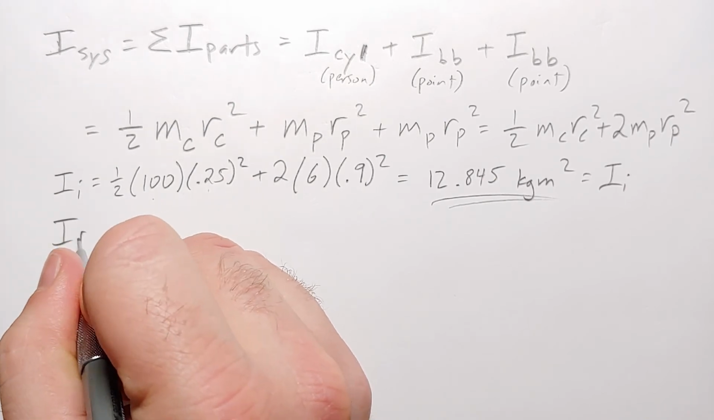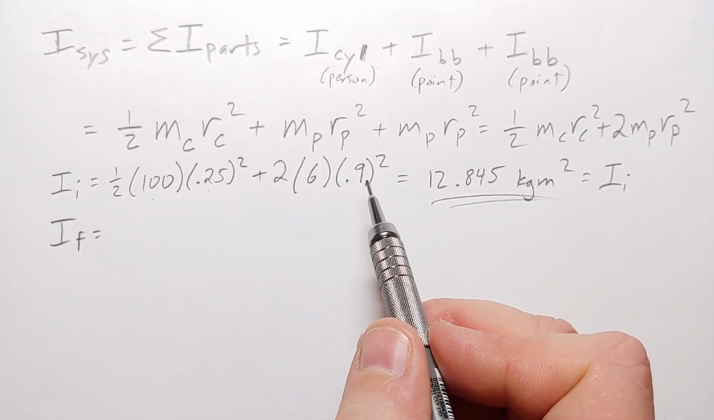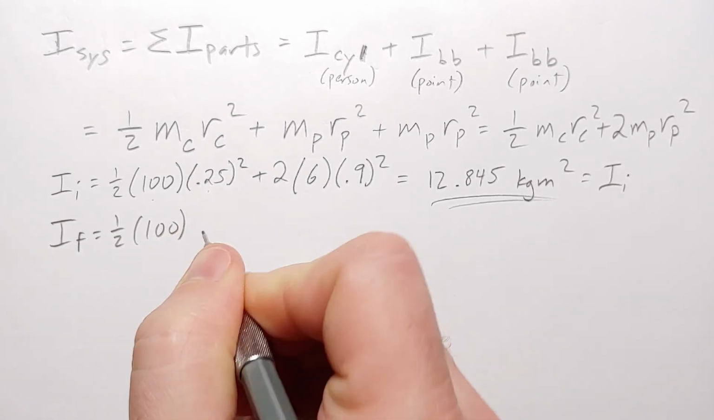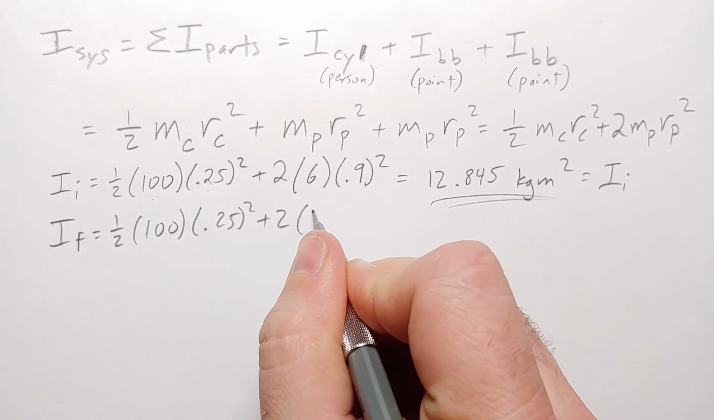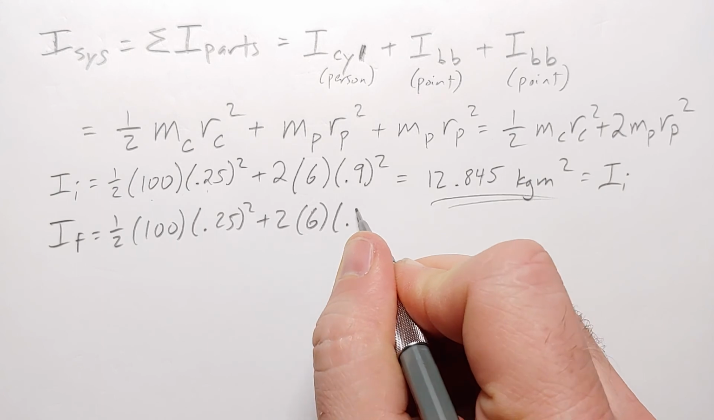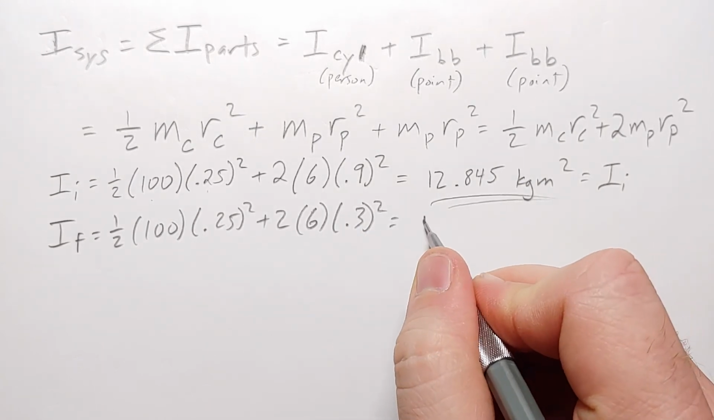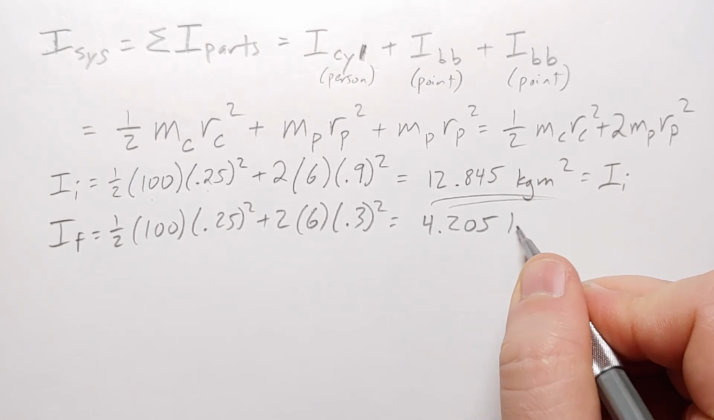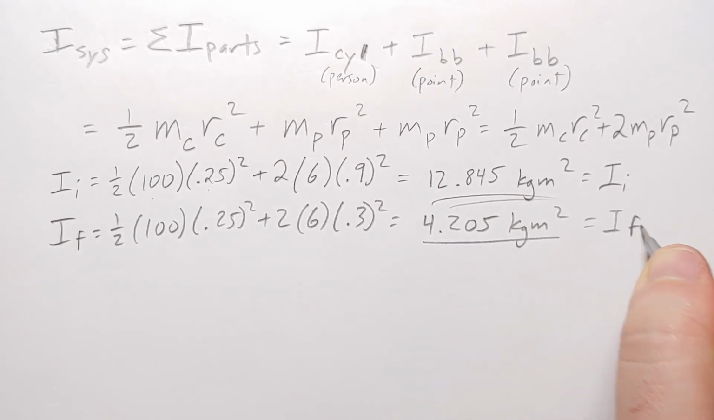Our final moment of inertia for our system, same thing, except we're going to use the ending radius that the bowling balls end at, so we'll use a 0.3 here. So it's going to be 1/2 times 100 times 0.25 squared plus 2 times 6 times 0.3 squared. And that's going to come out to be 4.205 kilogram meters squared. Is our final moment of inertia.